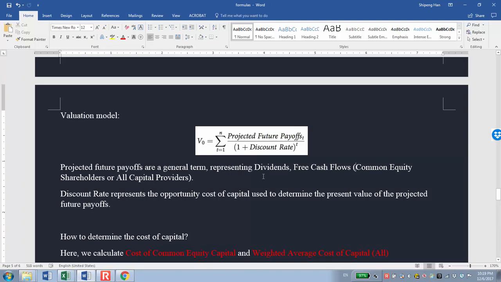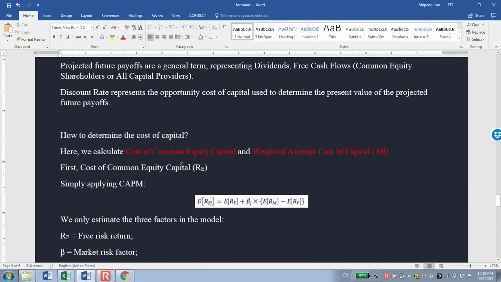Okay, so the discount rates we are going to use are two. One is cost of common equity capital. The other is WACC, weighted average cost of capital. First one, cost of common equity capital, also called required return for common equity holders. We use RE.